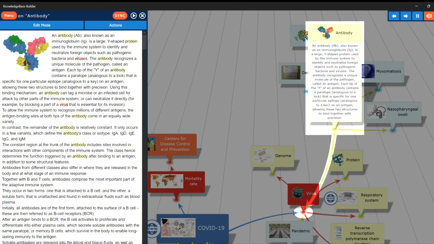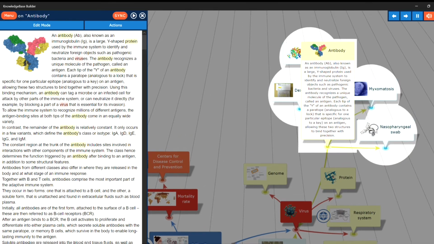Antibody. An antibody, AB, also known as an immunoglobulin, IG, is a large, Y-shaped protein used by the immune system to identify and neutralize foreign objects such as pathogenic bacteria and viruses. The antibody recognizes a unique molecule of the pathogen, called an antigen. Each tip of the Y of an antibody contains a paratope, analogous to a lock, that is specific for one particular epitope, analogous to a key, on an antigen, allowing these two structures to bind together with precision. The topic antibody in overview.